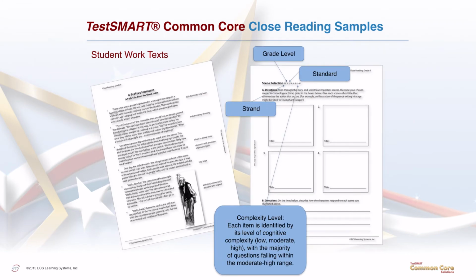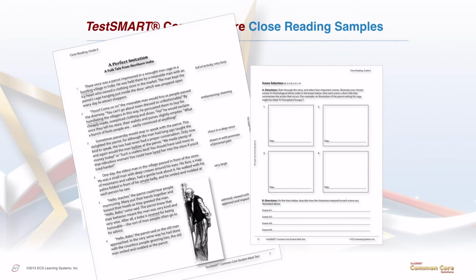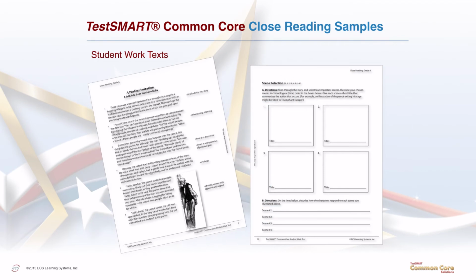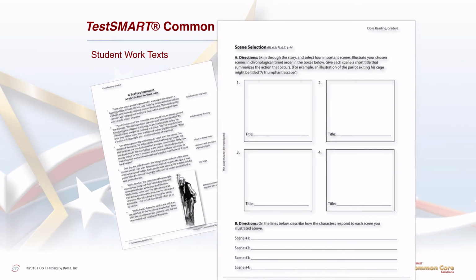Here are 2 more sample pages from a close reading work text. Again, the left page shows a reading passage. However, the right page shows one of the reading comprehension activities provided for each passage. In the activity titled Scene Selection, students are asked to skim the story and select, illustrate, and title 4 important scenes. Students are then asked to describe characters' responses to what is happening in the scene.